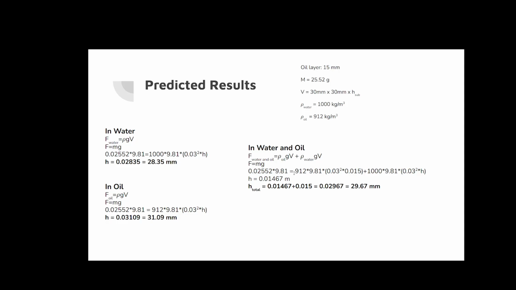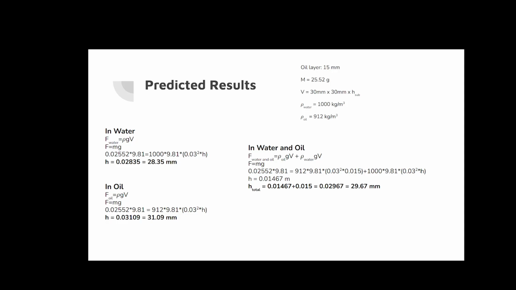So we have mg equals the density of the oil times 9.81 times the base face times 15 millimeters. And this is fixed because the bottom face of the cube will be past the oil. So therefore, that entire section of oil will be displaced by the cube, and that is where the buoyant force comes from. So we have the base, and we have the height of the oil layer, which is 15 millimeters, plus the density of water times acceleration of gravity times base face times the height, which would be unknown.